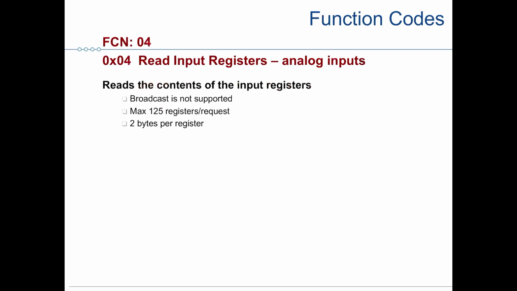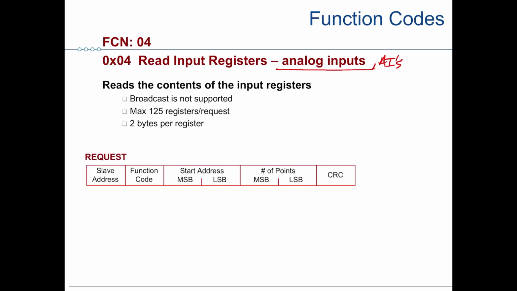Okay, read input registers. And this is another read. I think you're getting the idea. Broadcast is not supported. Maximum 125, 2 bytes per register because it's another multi-bit register. And this is analog inputs or AIs. So this is your voltages, currents, pressures, temperatures that are being read. And these are input registers, so it's a read-only type register. Slave address, function code, start address 2 bytes, number of points 2 bytes, and 2 bytes CRC.